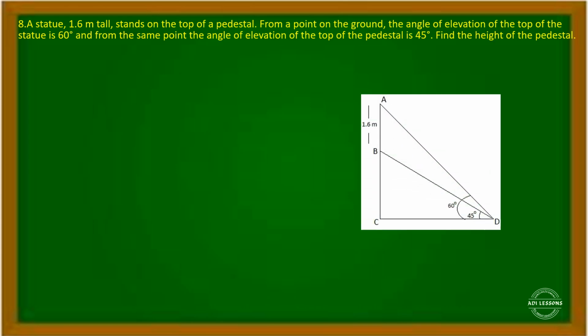A statue 1.6 meter tall stands on the top of a pedestal. From a point on the ground, the angle of elevation of the top of the statue is 60 degrees, and from the same point, the angle of elevation of the top of the pedestal is 45 degrees. Find the height of the pedestal. So this is the height of the pedestal. We have to find the value of BC.